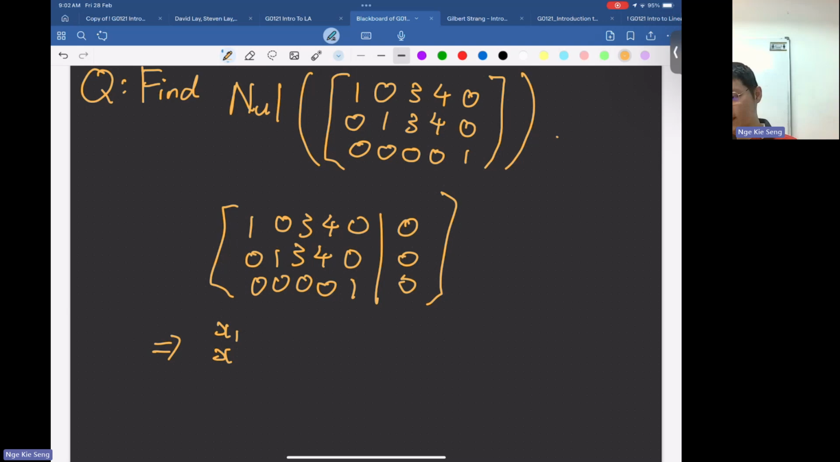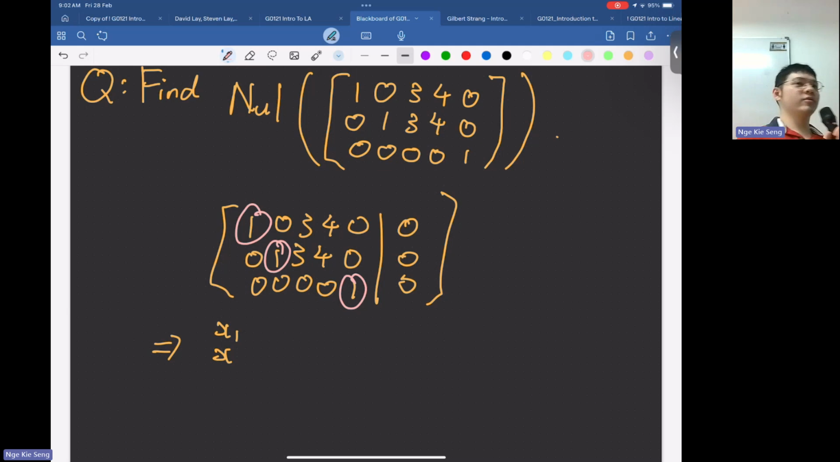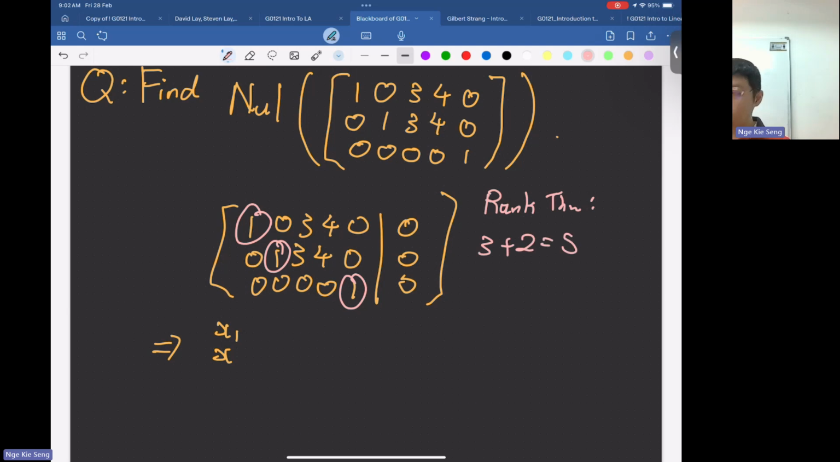First of all, how many pivots? 1, 2, 3 here, meaning there are two more free variables. You can calculate from the rank theorem also, right? Dimension of Col A plus dimension of Nul A equals the total number of vectors. So in this case, the rank theorem says 3 plus 2 equals 5, because the total number of vectors is 5.